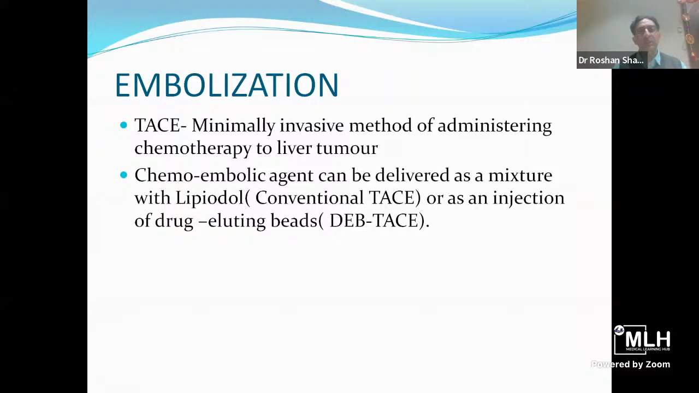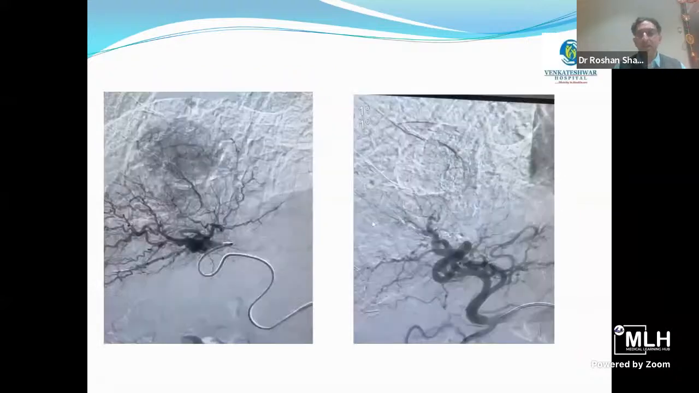Now coming to embolization. TACE. It's a minimally invasive method of administering chemotherapy to the liver tumor. So chemoembolic agent can be delivered as a mixture with lipiodol, which is called conventional TACE, or as an injection of drug-eluting beads, called DEB-TACE. So what is done with TACE?